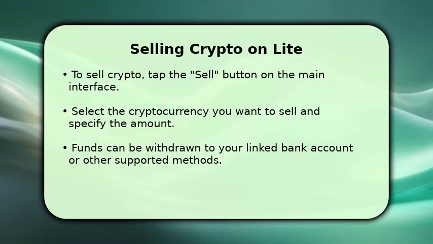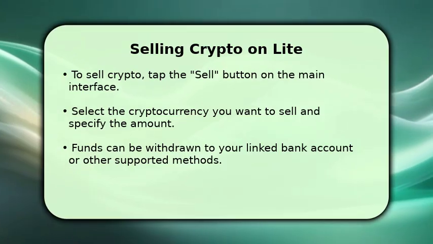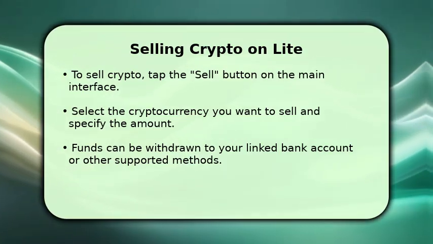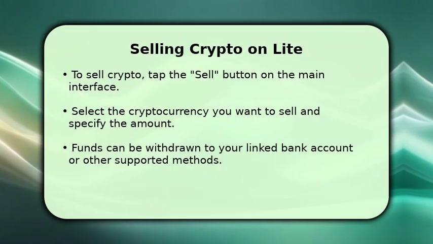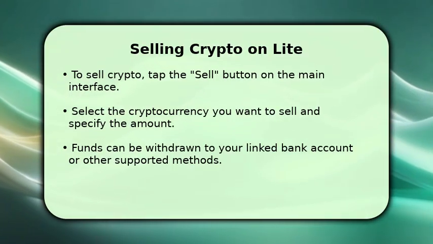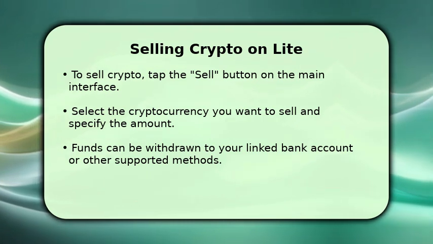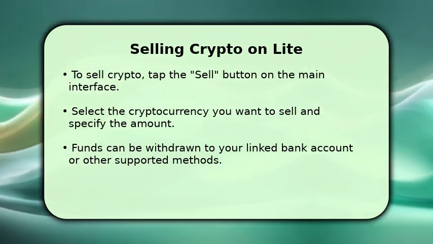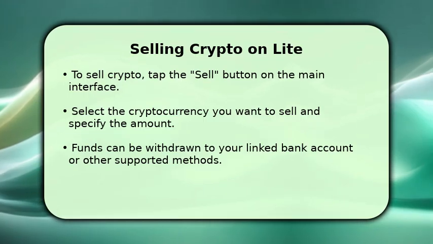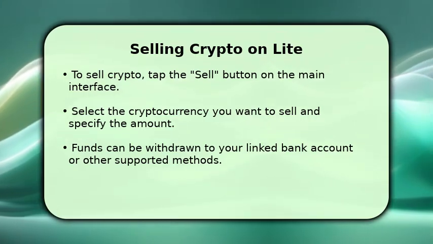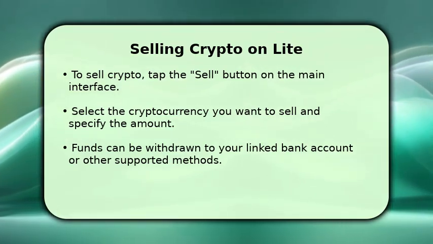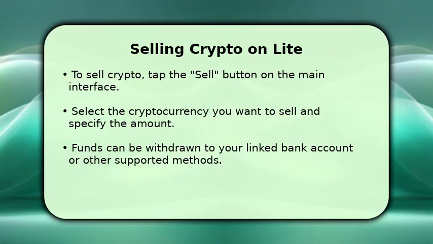Selling your cryptocurrency is just as simple. Tap the Sell button, choose the asset you wish to sell, and input the amount. You can then withdraw the funds directly to your linked bank account. Binance Lite ensures a smooth and secure transaction, making it easy to convert your digital assets back into fiat currency whenever you need. Always double-check your withdrawal details.